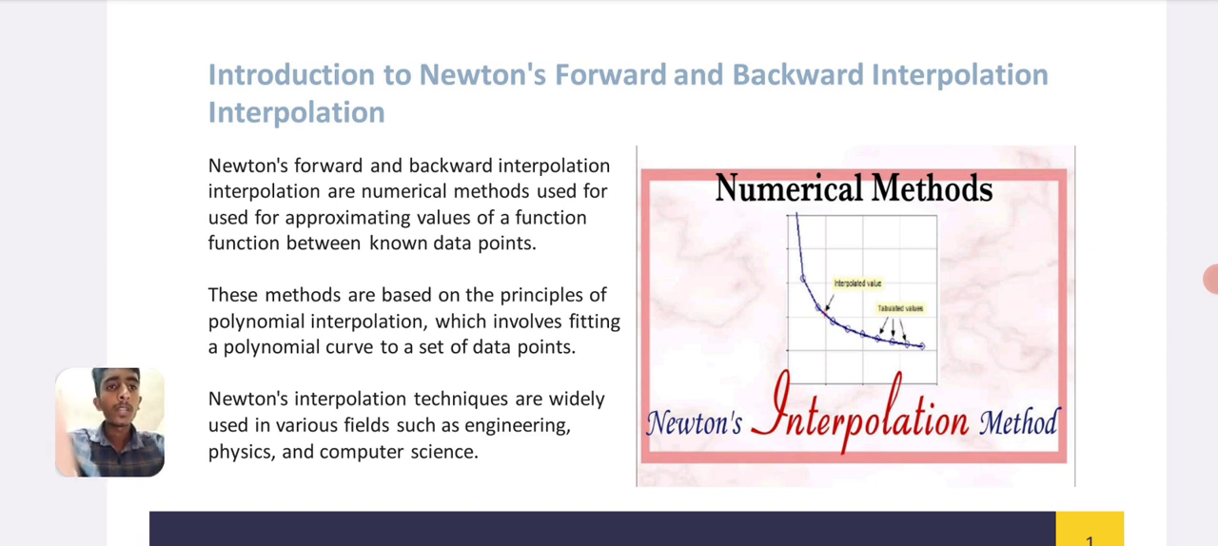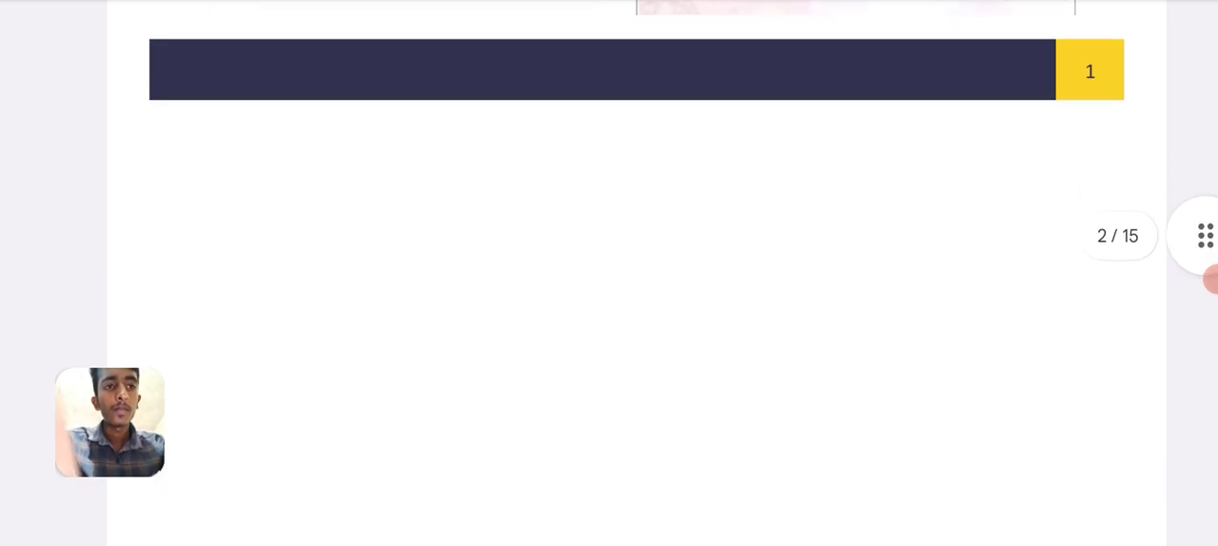Newton's forward and backward interpolation are numerical methods used for approximating values of a function between known data points. These methods are based on the principles of polynomial interpolation, which involves fitting a polynomial curve to a set of data points. Newton's interpolation techniques are widely used in various fields such as engineering, physics, and computer science.